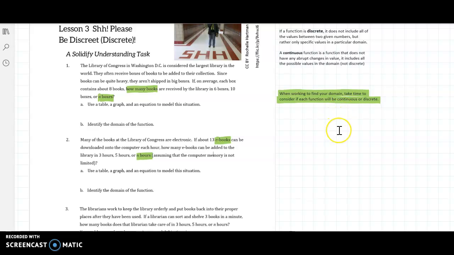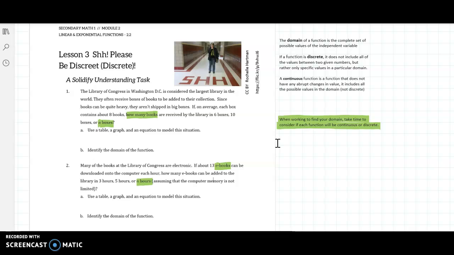Create a table, a graph, and an explicit equation to model this situation. Then, identify the domain of your function. Remember to consider if each function will be continuous or discrete. Bring your work for questions 1 and 2 to class so we can start our discussion.